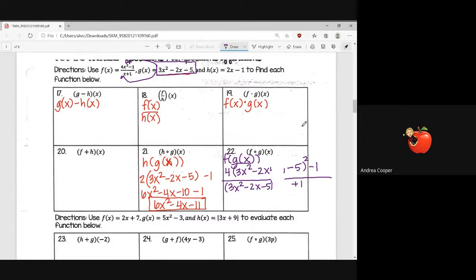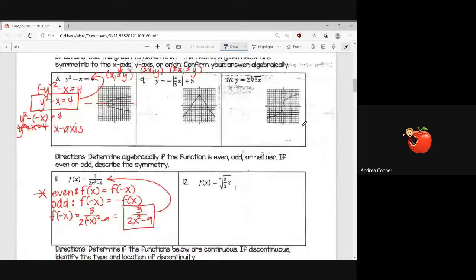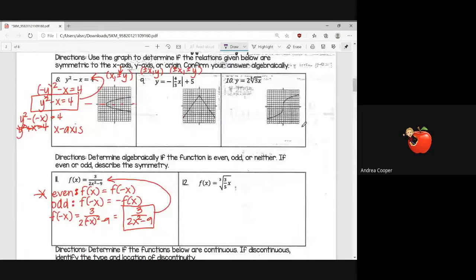Okay. Any others you guys want me to go over? I would suggest you just kind of pick and choose, do some, make sure you're getting them right. And then you guys can see what you need to ask me tomorrow, because I'm not going to answer any questions on Monday. Is number 12 an odd?